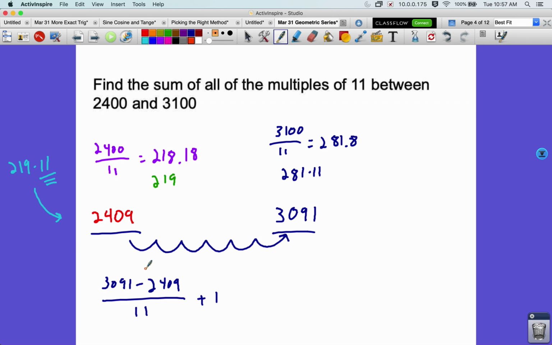This should give us an integer. If not, we've made a mistake. And we get that there are 63 numbers.